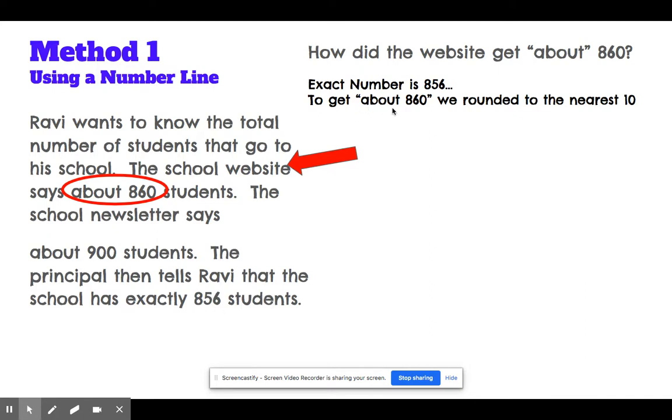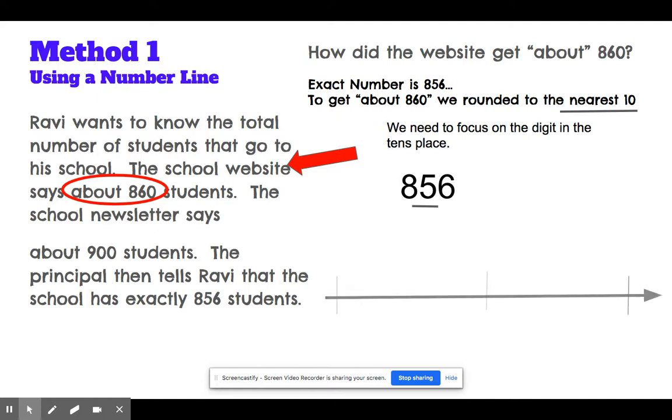Now, to get to about 860, we rounded to the nearest 10. So to round to the nearest 10, we're going to focus on that digit in the tens place. In this case, with the exact number 856, the digit we're focusing on is 5, which actually is worth 50. So here's our number line. We're going to begin building it.